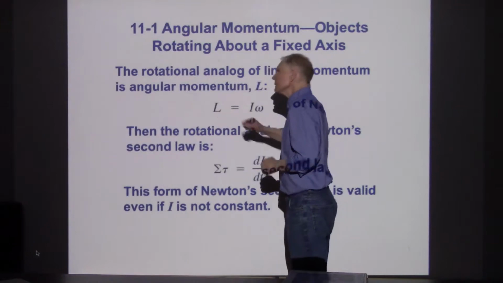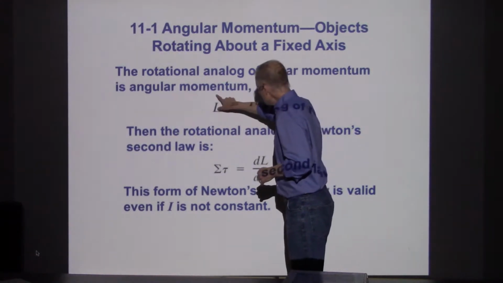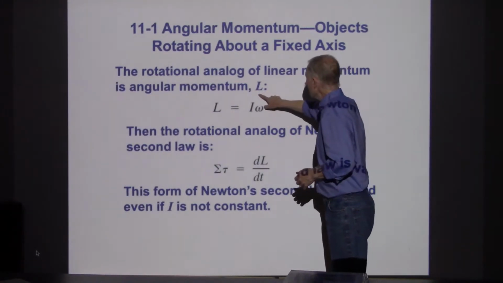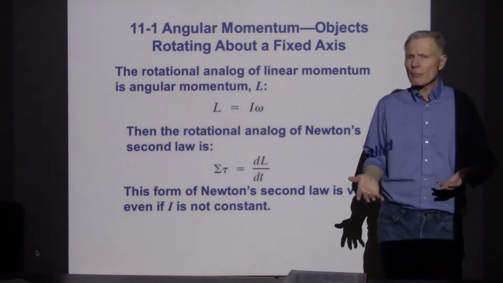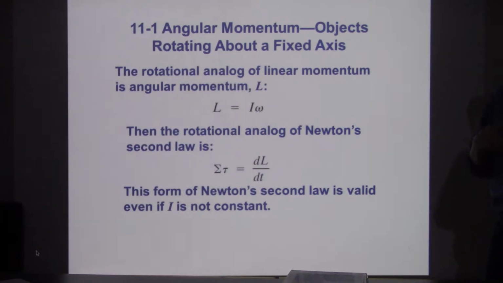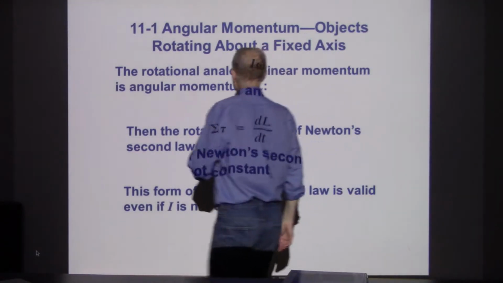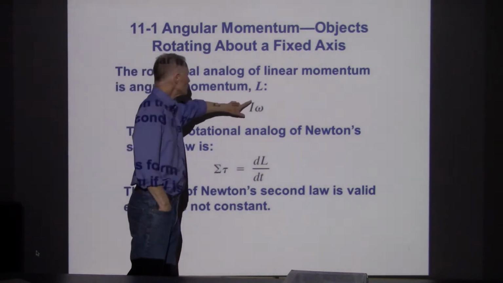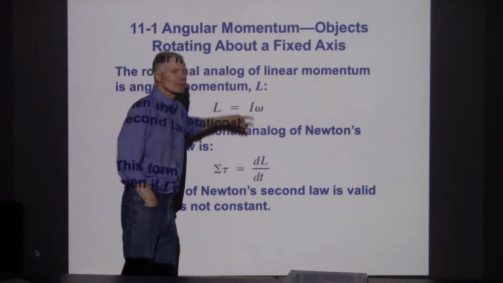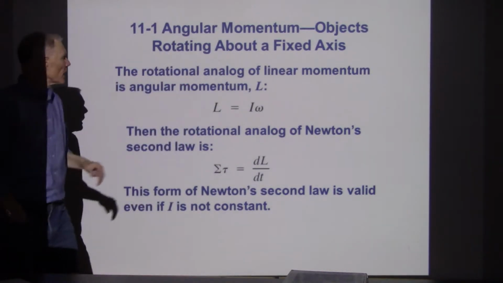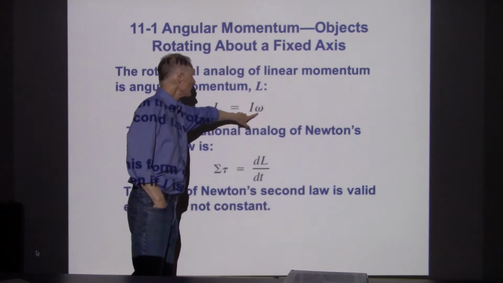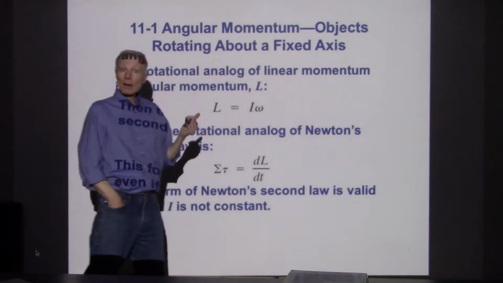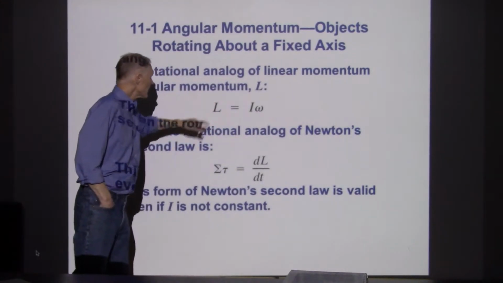But we could think of linear momentum, P, was equal to mass times velocity. So if we do all the same thing in terms of rotational quantities, that would say that angular momentum, L, is equal to rotational mass, or rotational inertia, times the rotational or angular velocity. So the V becomes omega, the M becomes I, and the P becomes L.